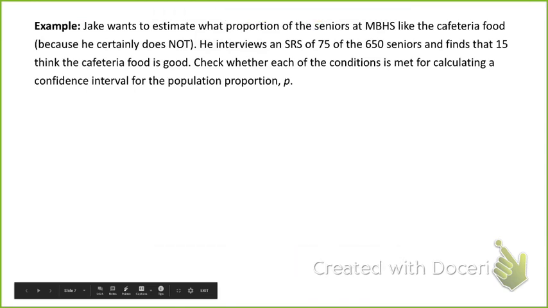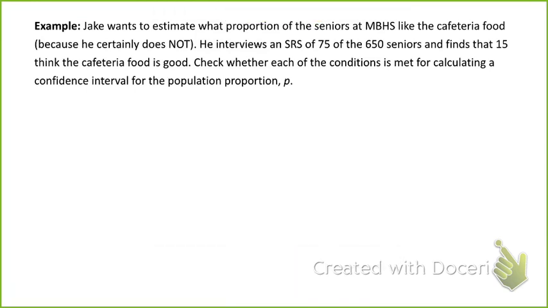Jake wants to estimate the proportion of seniors at McKinney Boyd High School that like the cafeteria food because he certainly does not. He interviews an SRS of 75 of his 650 seniors and finds that 15 think that the cafeteria food is good. Check whether the conditions are met.